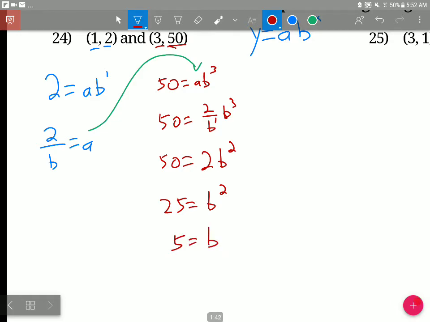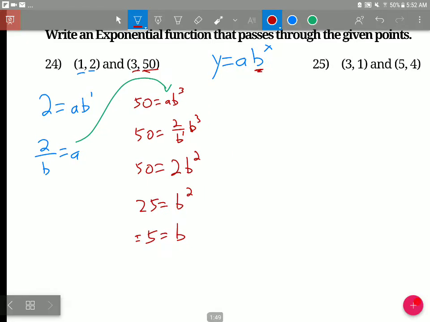And while yes, when we square root to get rid of a square, there is a plus or minus, but remember, you can never have a negative base. All right, that's a b value. You can never have a negative base, so we don't need the plus or minus. We always want the positive. All right, so we got our b.